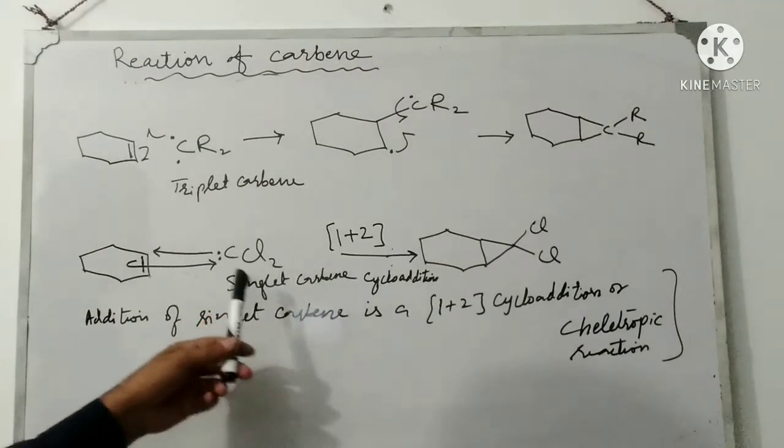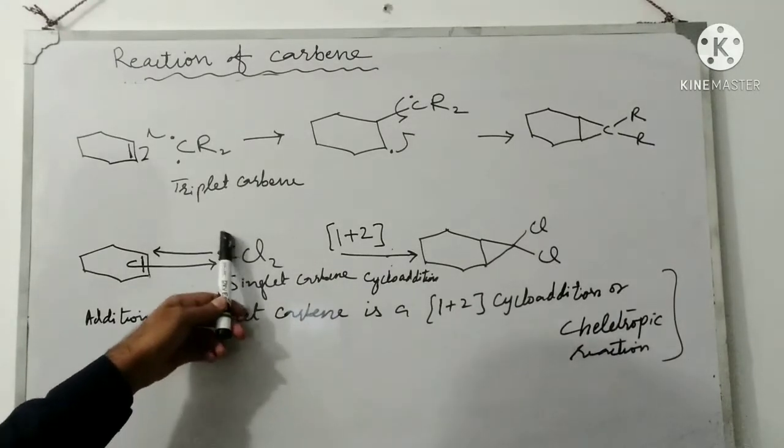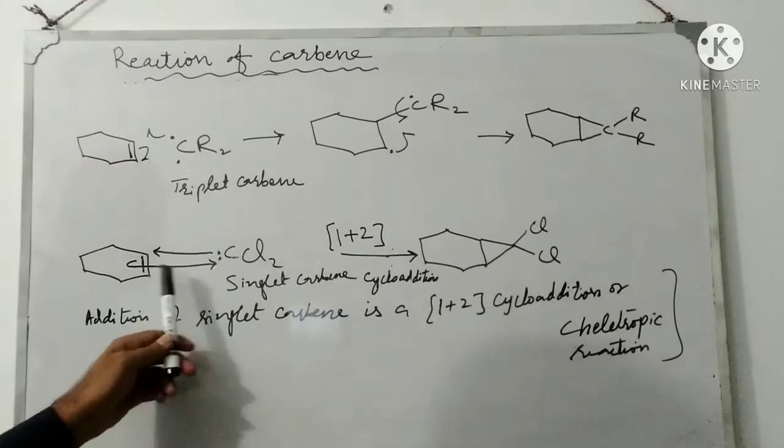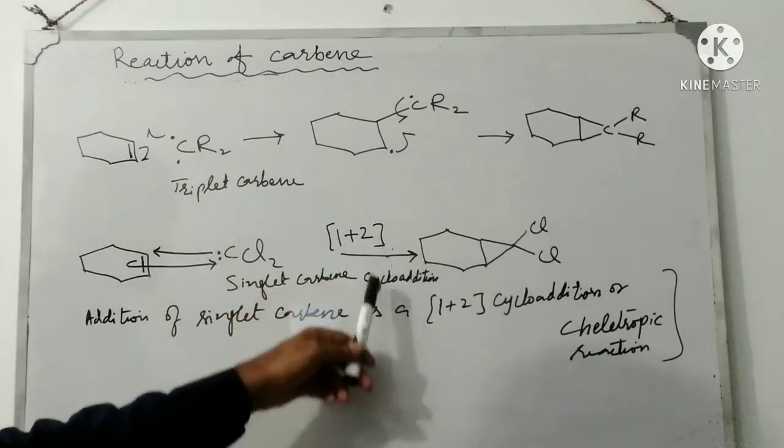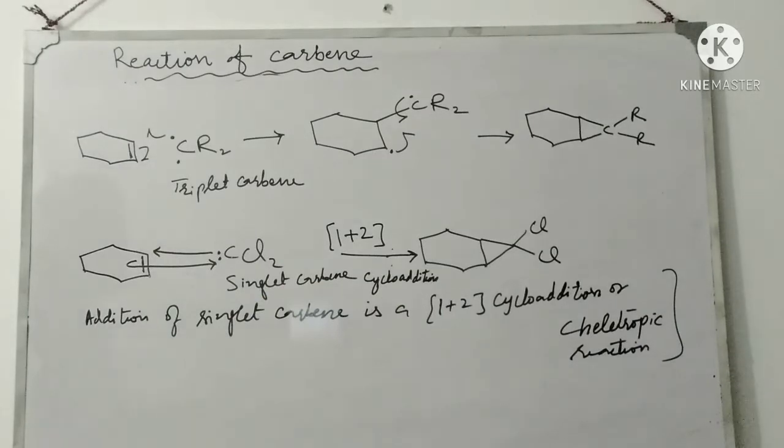So this addition of the singlet carbene is a 1 plus 2 cycloaddition, because three atoms are involved: you can say this is one member, 1, 2 and 3. So it is called a 1 plus 2 cycloaddition, or in other words, it is called a cheletropic reaction.